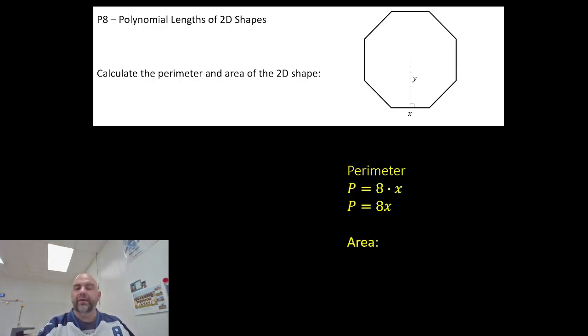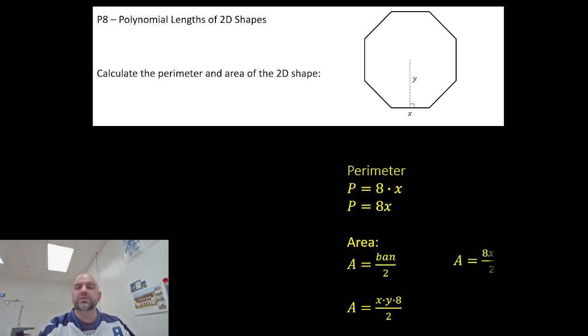And then for area, our formula that we use is this one right here, BAN divided by 2, where B is the base length, which is going to be an x, A is the apothem, which is going to be a y, and N is going to be the number of sides. In this specific case, we have an 8, and then we're going to divide that all by 2. So when we plug it in, it looks kind of like this.